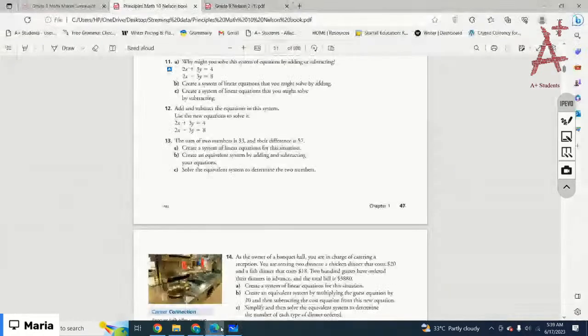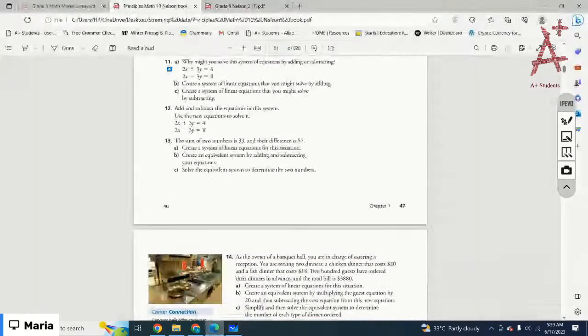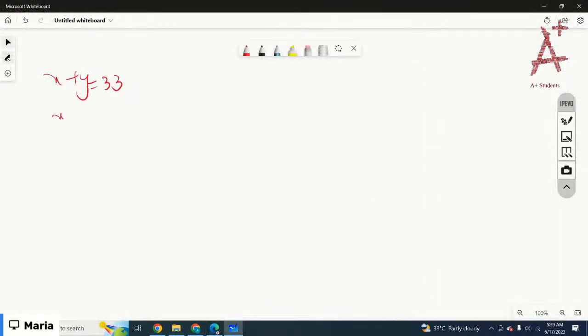Okay. The sum of two numbers is 33. That means x plus y equals 33. And then the difference of the two numbers is 57, x minus y equals 57. Then you have to write down the equivalent system by adding and subtracting them. Got it? Let's just add.